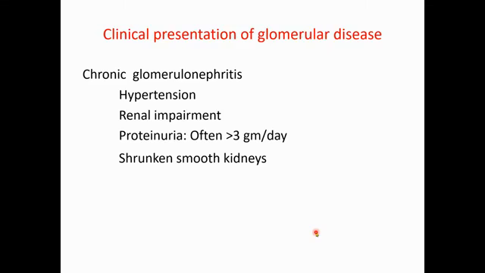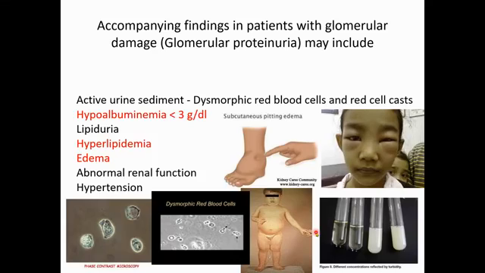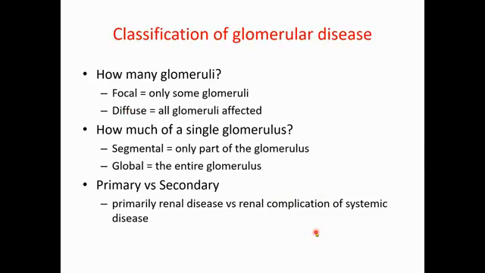So the presentations are asymptomatic presentation, macroscopic hematuria, nephrotic syndrome, nephritic syndrome, then rapidly progressive glomerulonephritis and chronic glomerulonephritis. So these are the classical presentations of glomerulonephritis patients. These patients have an active urine sediment, dysmorphic red blood cells or red cell casts may be present, hyperalbuminuria, lipiduria, hyperlipidemia, edema, abnormal renal function, and hypertension may be present.